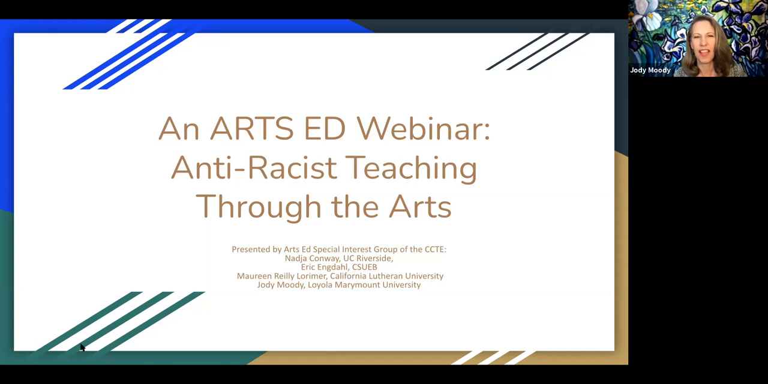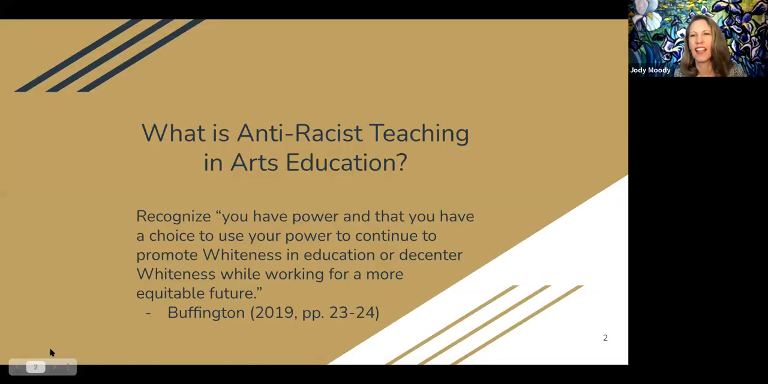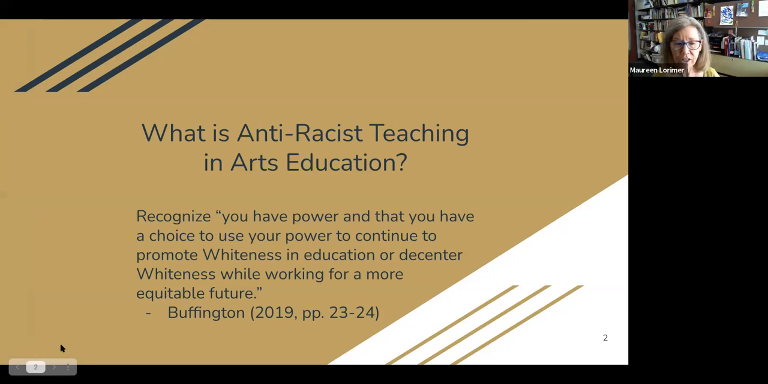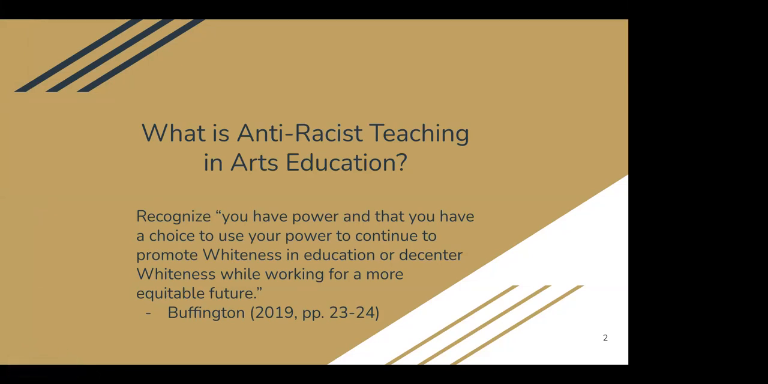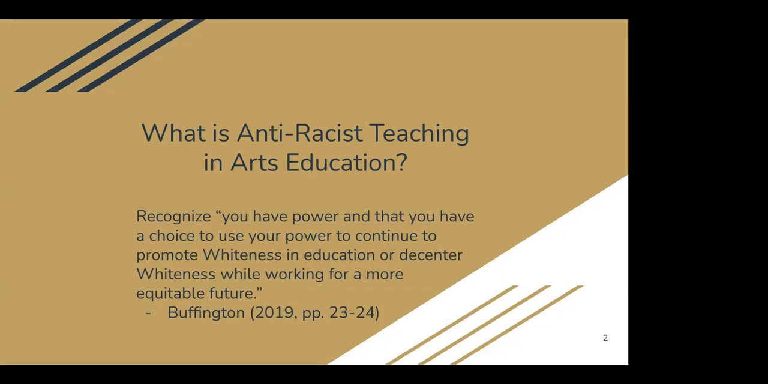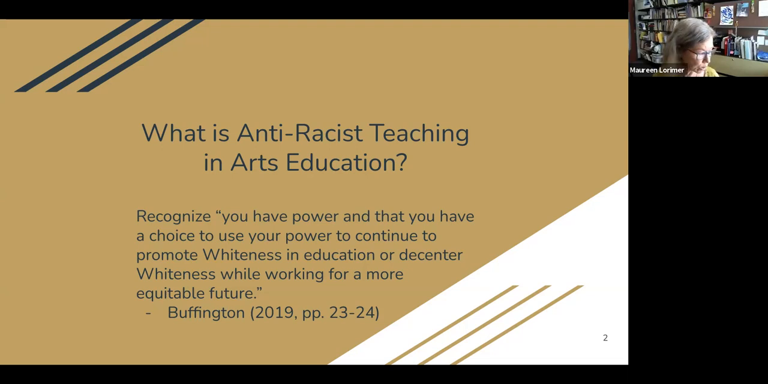All right. And with that, we're going to go ahead and jump into our presentation today. And Maureen, what is anti-racist teaching in arts education? Melanie Buffington, and by the way, she has written two articles, one entitled Whiteness Is and the other one entitled Power Play. Ultimately what she uncovered through her literature review, document analysis and narrative inquiry is that we have systems in education that perpetuate whiteness. And she said the way to shift that, to change those systems, is to begin to break down the choices.